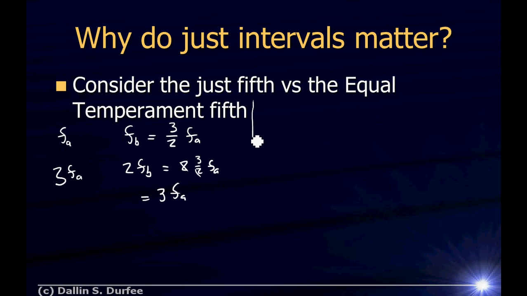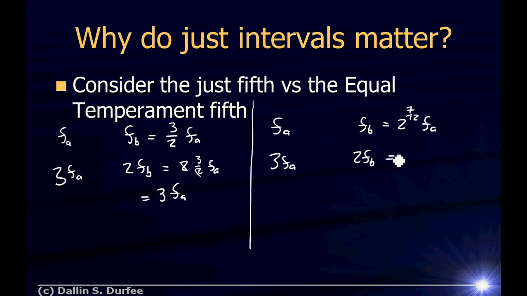But let's consider equal temperament. For our equal temperament scale, we're going to play some note with some fundamental frequency, but the other note is going to have a fundamental frequency which is 2 to the 7/12 above the lower note, right? An equal temperament fifth is a factor of 2 to the 7/12. So if I compare the frequency of the third harmonic of the lower note to the second harmonic of the upper note, the second harmonic of the upper note is going to be 2 times 2 to the 7/12 times the frequency of the lower note. All right, and 3 is not equal to 2 times 2 to the 7/12.